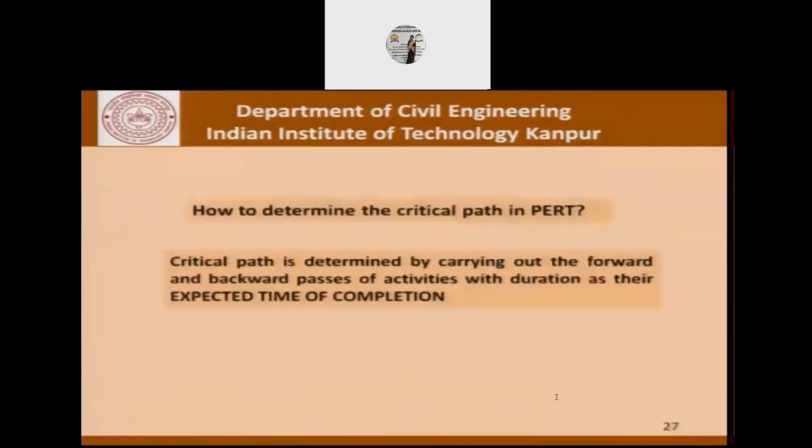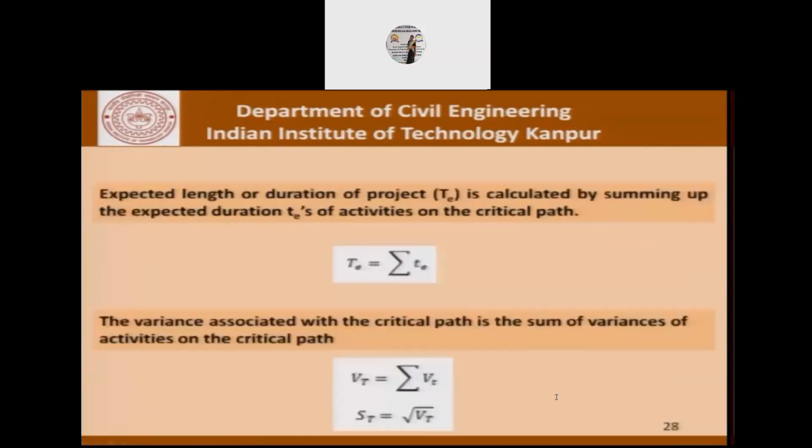So continuing our discussion further, how do we determine the critical path in this method? The critical path is determined by carrying out the forward and backward pass of activities with durations being taken as the expected time of completion. So of course we take the expected time of completion and then we use probability concepts to find out the probability of completing the project at that time and so on. So expected length or duration of the project, capital TE, is calculated by summing up the expected durations, small TEs, of activities on the critical path.